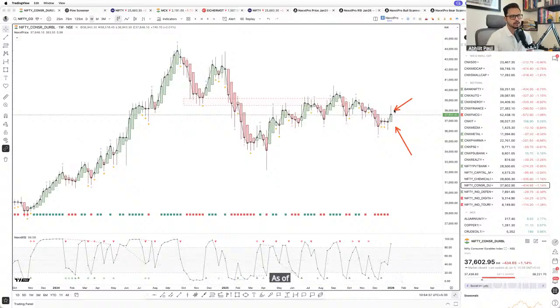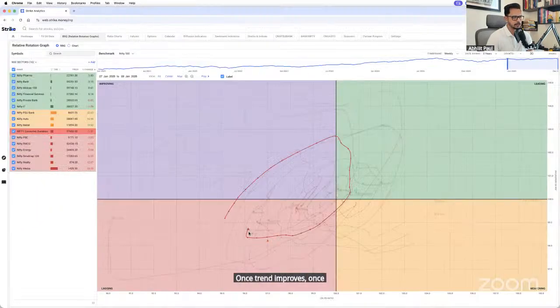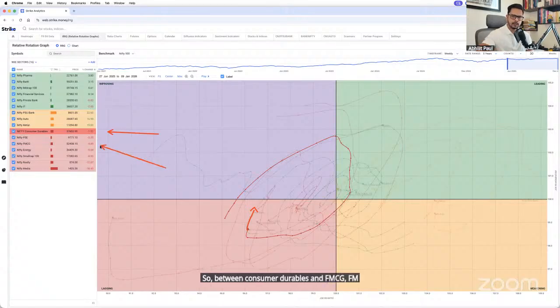As of now, consumer durables, start watching. But I know that only 1 or 2 stocks are looking very good. Once the trend improves, once RRG picks up a little bit more, then it will start to look good. So between consumer durables and FMCG, FMCG is clearly weak, no signs yet. Consumer durables, very early signs. You need to be very, very specific, but nothing great.